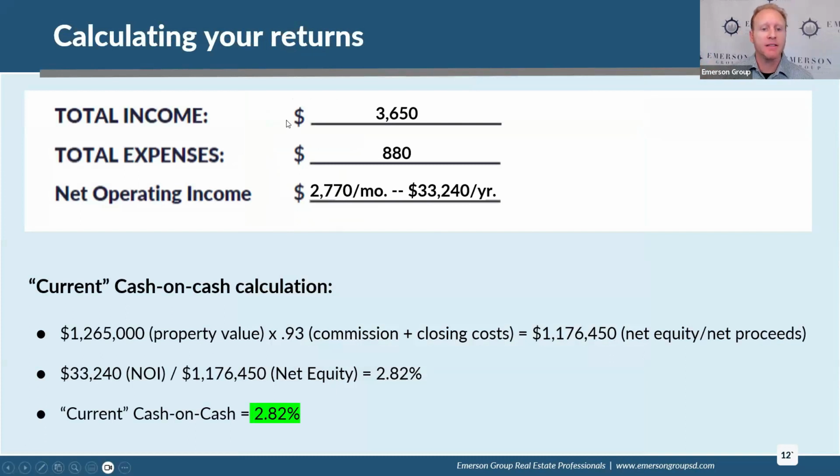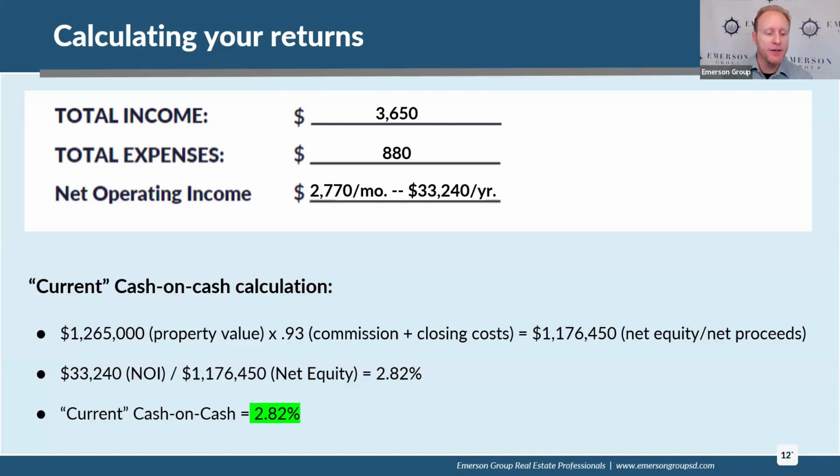So let's go through some of the math on this. Total income, total expenses. There we go. Recap of our net operating income. Then we're going to go through the current cash on cash calculation. Now, this is what I call current cash on cash, right? There's many definitions of what cash on cash might be. And yet this is what I use to really understand what we have and where we might go.